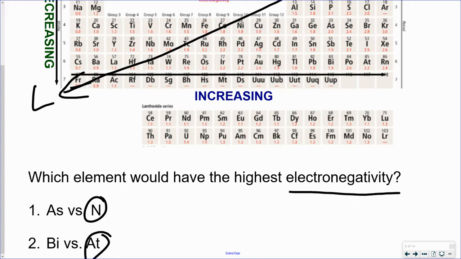Electronegativity can be found on your guys' periodic tables in the upper left. Nope, not upper left. Upper right. The upper left would be the atomic number.